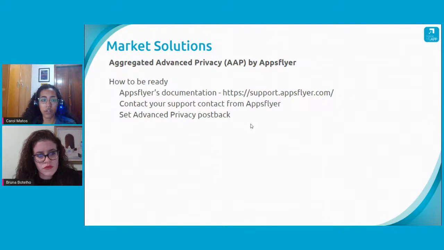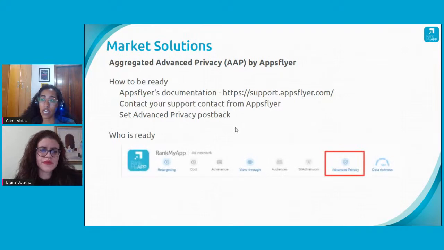And after you have everything set with the AAP, you get a badge on your ad network account to certify your alignment, and this will surely bring more value to your business for the AppsFlyer clients. And as you can see in the example here, our RankMyAPP ad network account already has the certificate, and we were one of the first networks in Brazil to have this badge, and we are receiving the data correctly, as I explained before, in our measurement platform.